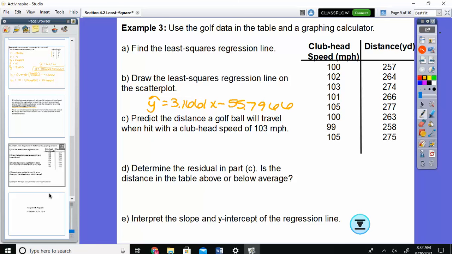Oh, that was part A. Sorry, I wrote it on the wrong one. But now we could draw the line on our graph if you wanted to kind of compare. If you go to your y equals, we just need to enter this into y1. And if you look at your graph, it should draw that line going through your scatter plot. And you can tell that it is a pretty good fit for the data.